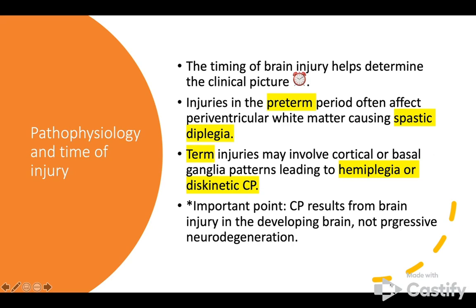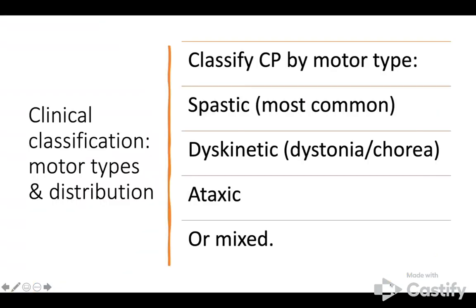Injuries in the preterm period often affect the periventricular white matter. White matter is the tissue that regulates the electrical impulses between the brain regions. So if it's affected, it may cause spastic diplegia, while term injuries may involve the cortical or basal ganglia, which may lead to hemiplegia or dyskinetic cerebral palsy.